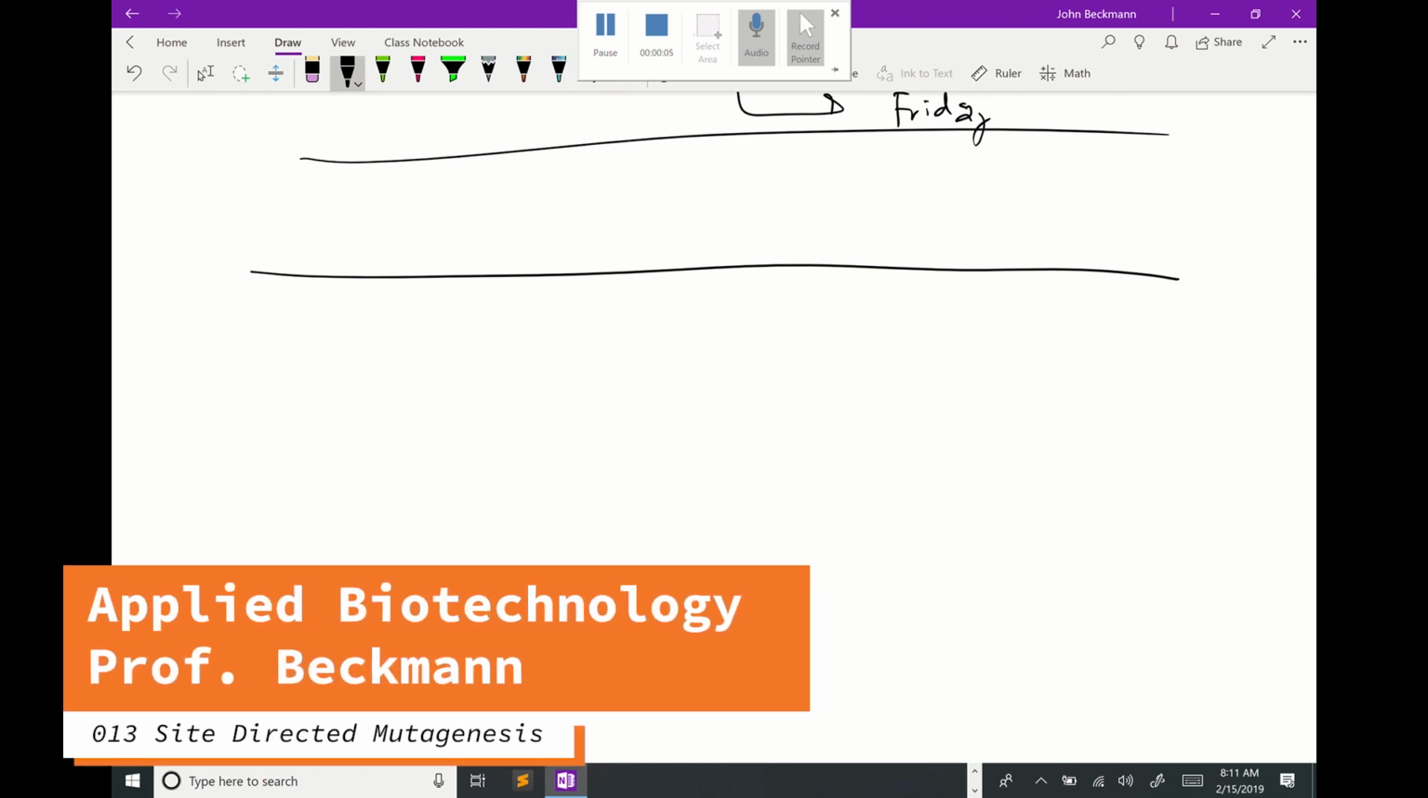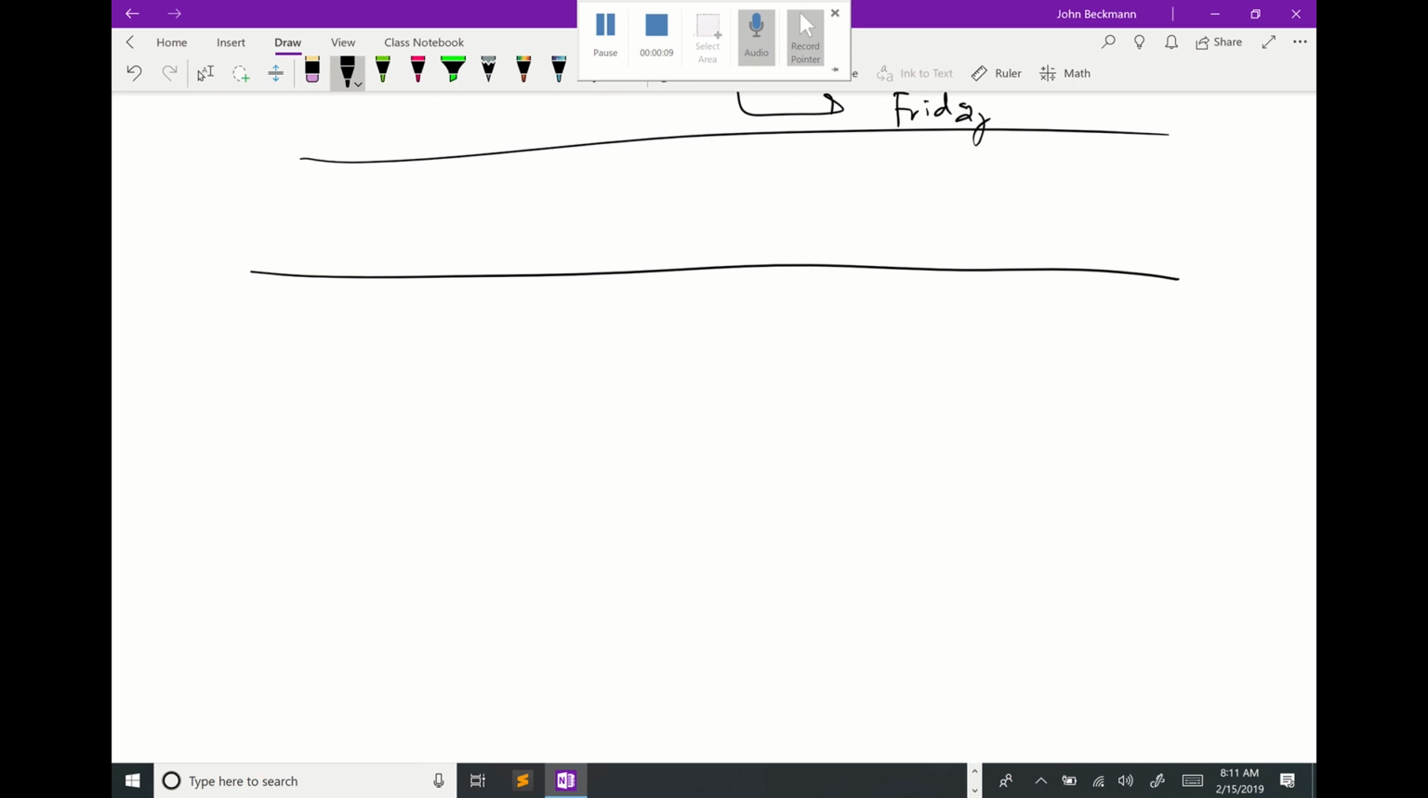So there's two things in the Canvas file for this lecture. There is the lecture notes, and then there is basically directions on a protocol of how to do Quickchange. So first, I'm going to walk through what's happening, and then I'm going to literally walk through that protocol so that you guys kind of understand what's going on. So Quickchange.